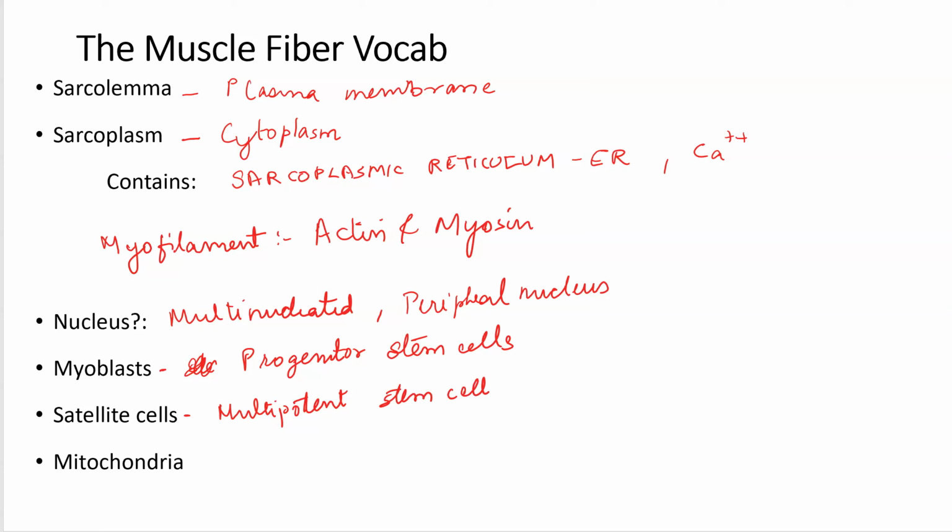So obviously the other structure that needs to be present in the muscle fiber is something to provide energy. The mitochondria is the structure in a cell that produces ATP, and obviously a muscle fiber needs a lot of it because we constantly use our muscles to perform so many different functions.